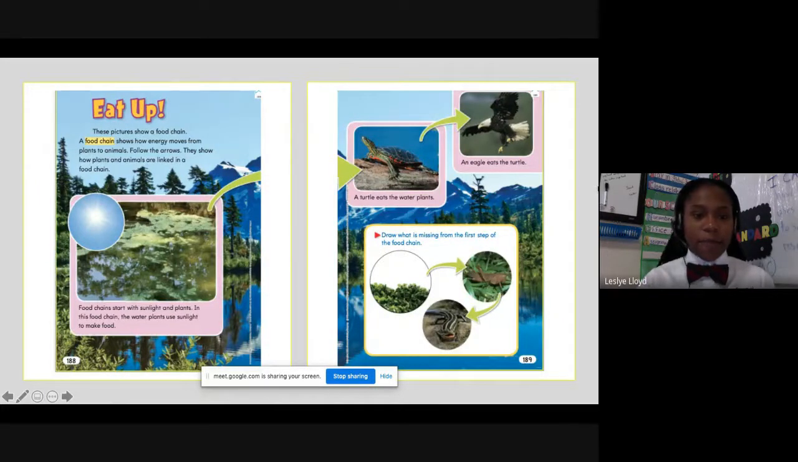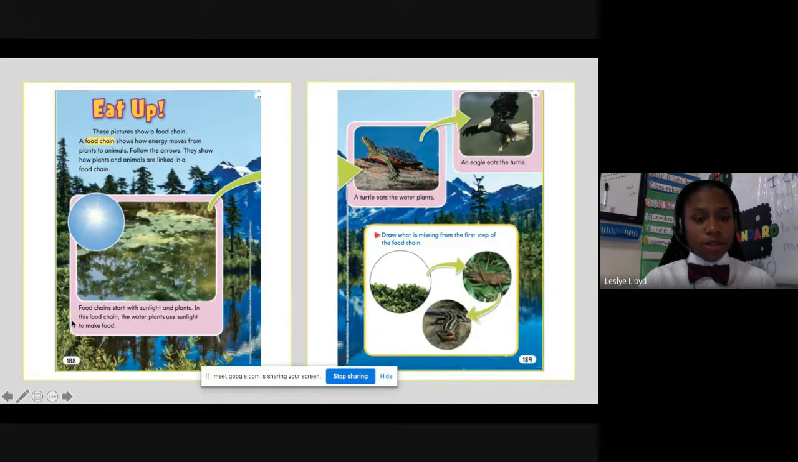Eat up. Ms. Lloyd is starting from over here. These pictures show a food chain. A food chain shows how energy moves from plants to animals. Follow the arrows. They show how plants and animals are linked in a food chain.